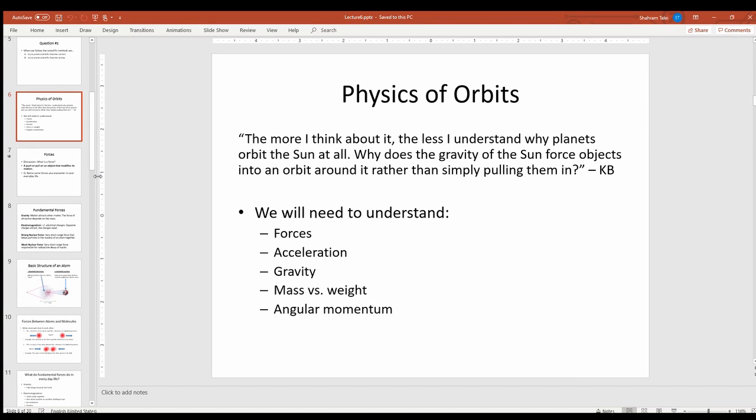A classic example of the new scientific method is the physics of orbits. This new physics is very different from, and very accurate compared to, previous models of our solar system. We'll need to understand forces, acceleration, gravity, mass versus weight, and angular momentum to explain what is happening in our solar system and how planets move.